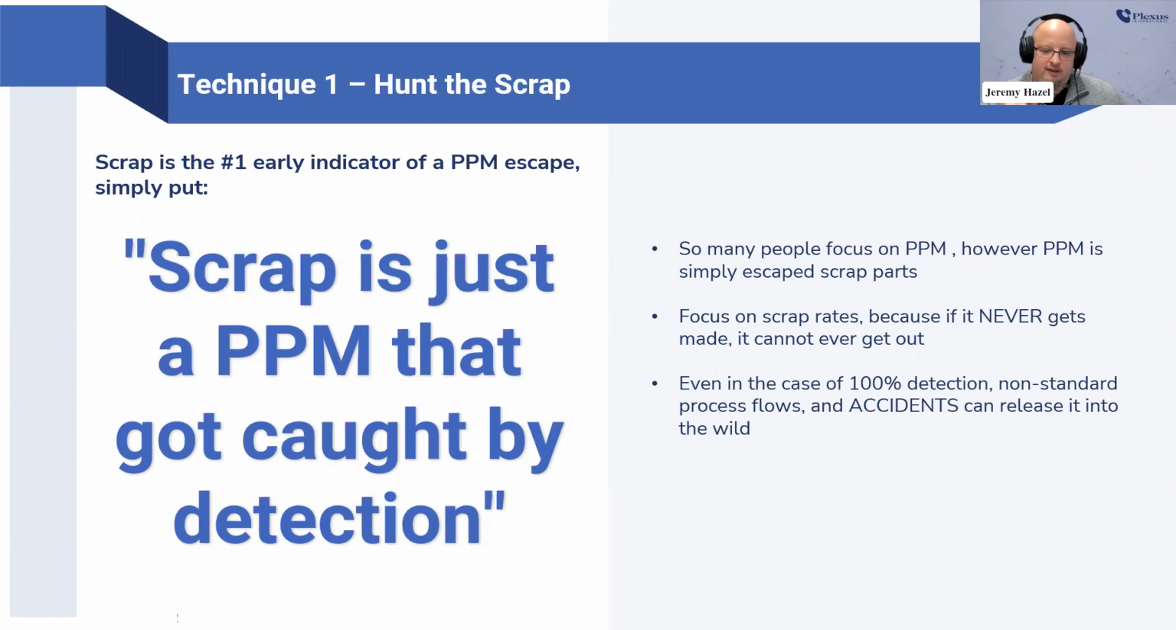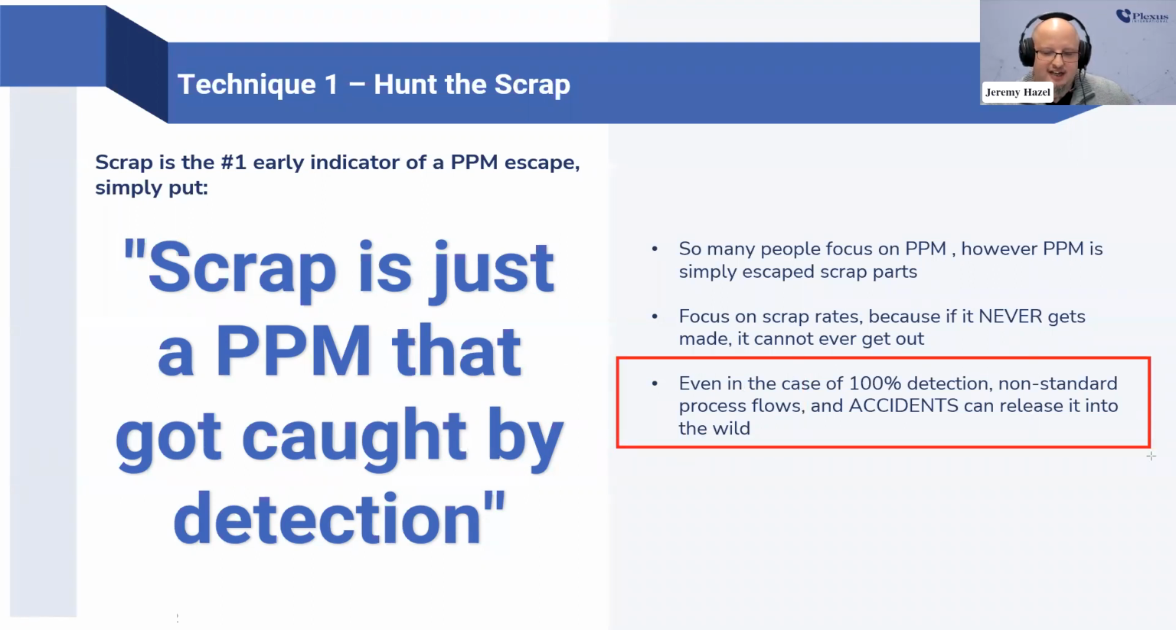Now, the reason why I mention this, even in the case of 100% detection, because I know some of you out there are talking about 100% detection, is that non-standard process flows and accidents can release a scrap into the wild. You might have 100% detection, and they clean out the scrap bin, and that scrap may find its way back into your process or into the box through a non-standard flow. So one of the things I focus on is that I always hunt the scrap as part of my FMEA audit.